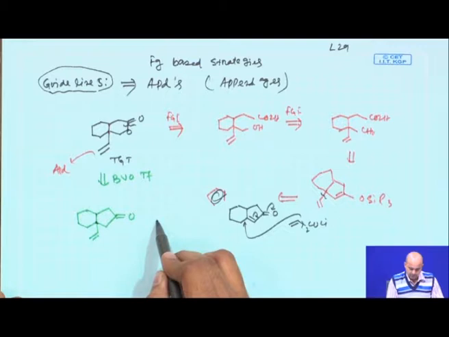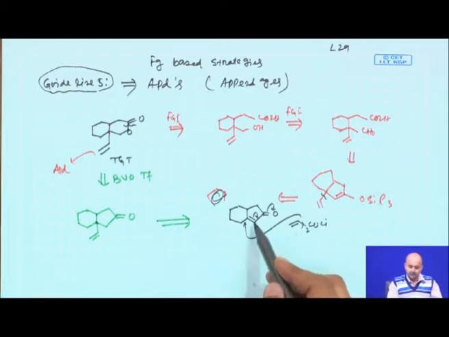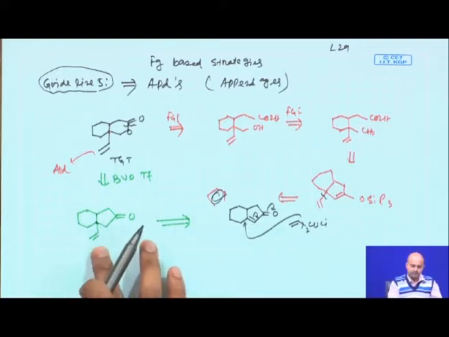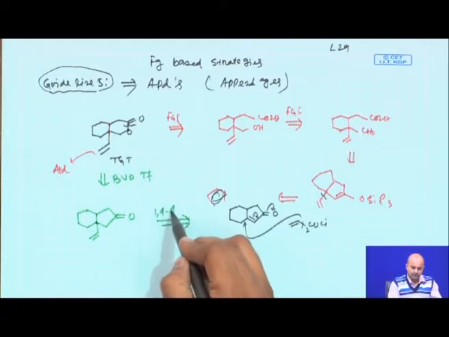Now, you can think about also using this one. So, if you start with this starting material, you do a vinyl copper lithium, it comes here and then gives you this compound, a simple 1,4 addition, simple 1,4 addition.